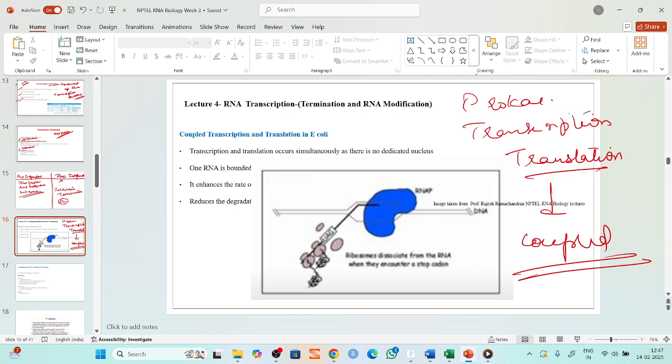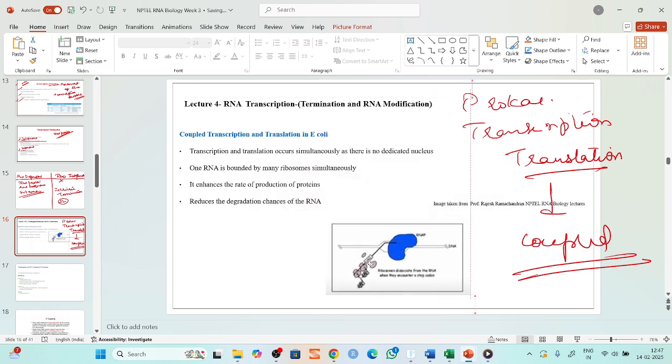Whereas in the case of prokaryotes, since there is no nucleus, everything is in the cytoplasm, so it is easier. Okay, so that is why. So what is written over here? Transcription and translation occurs simultaneously as there is no dedicated nucleus. That's what I'm talking about. Since there is no dedicated nucleus, it can happen simultaneously. In fact, it occurs simultaneously in the case of prokaryotes.